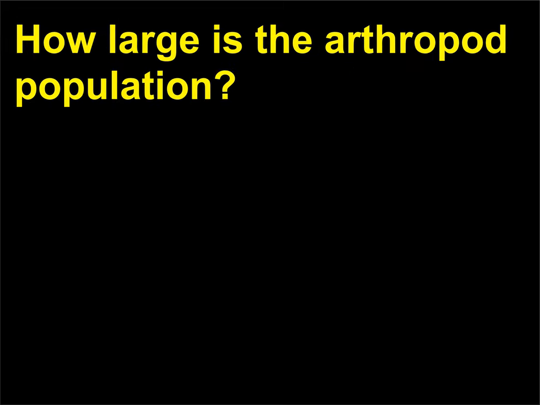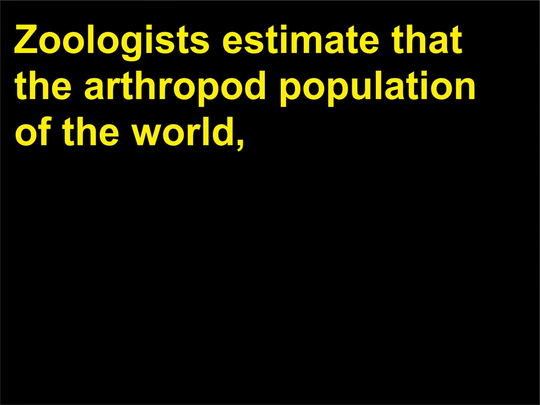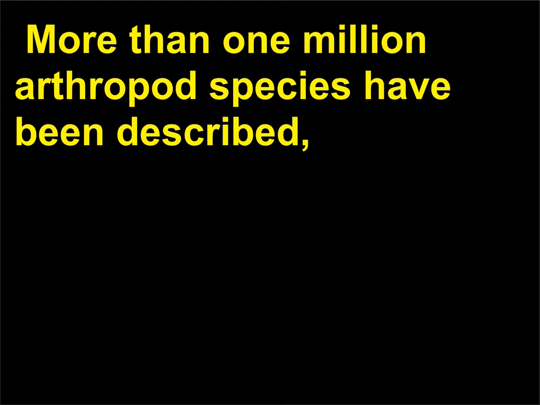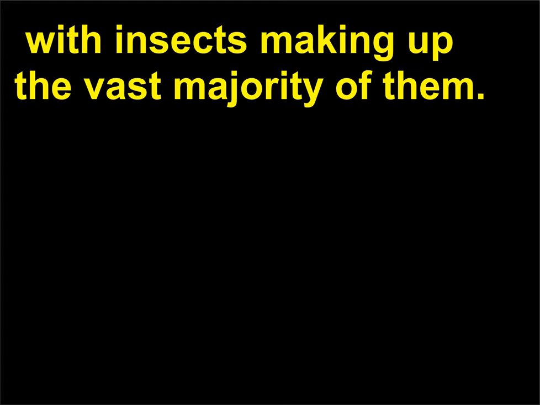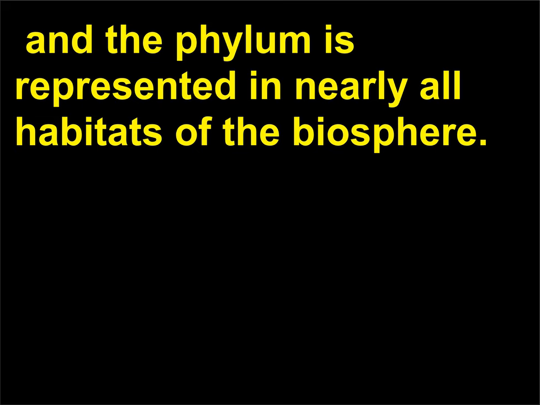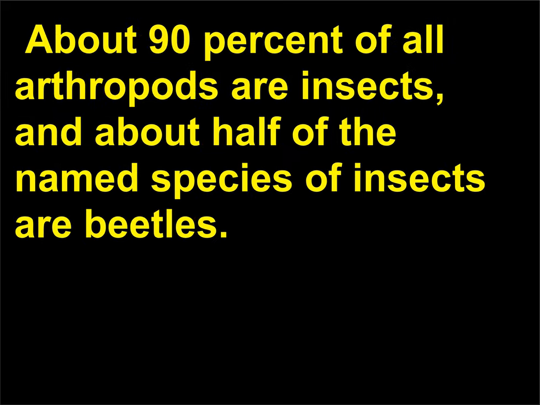How large is the arthropod population? Zoologists estimate that the arthropod population of the world, including crustaceans, spiders, and insects, numbers about 1 billion billion, 10^18, individuals. More than 1 million arthropod species have been described, with insects making up the vast majority of them. In fact, 2 out of every 3 organisms known on Earth are arthropods, and the phylum is represented in nearly all habitats of the biosphere. About 90% of all arthropods are insects, and about half of the named species of insects are beetles.